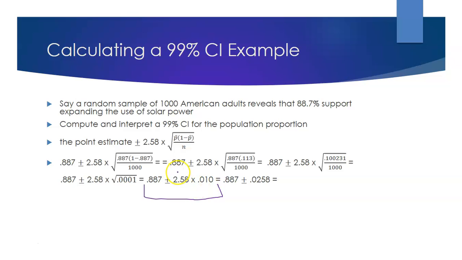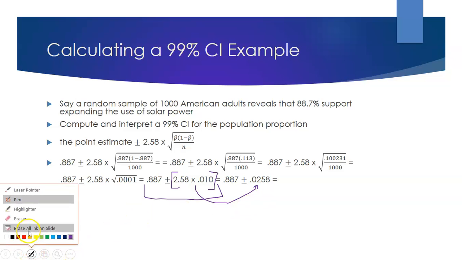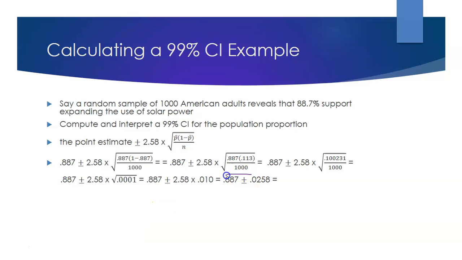Before we actually create the confidence interval, we first have to do our multiplication, following our order of operations. So 2.58 times 0.010. That gives us a value of 0.0258. So now we're at the final step in which we can create our confidence interval.